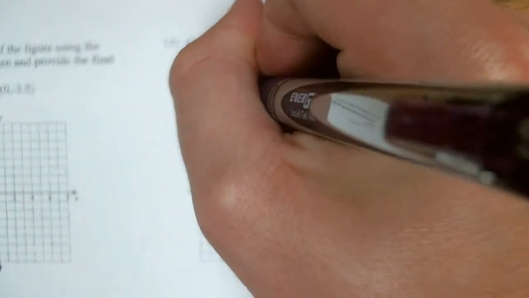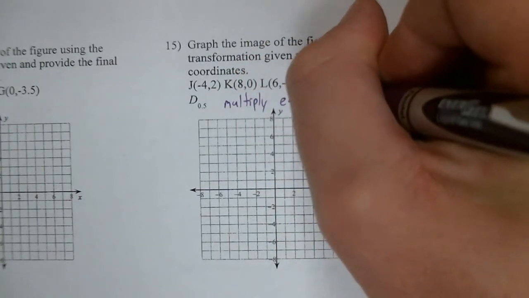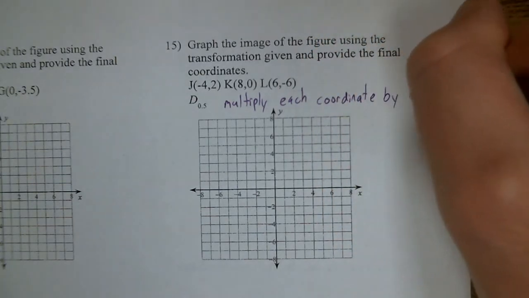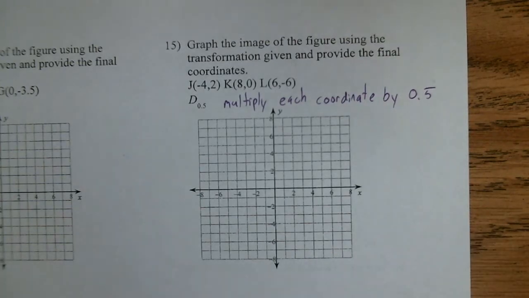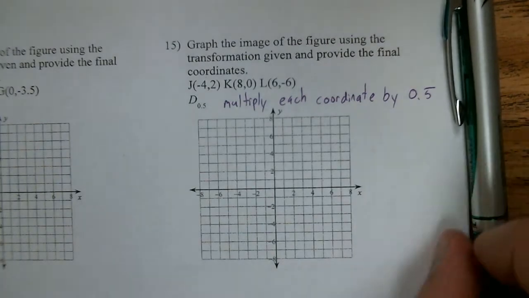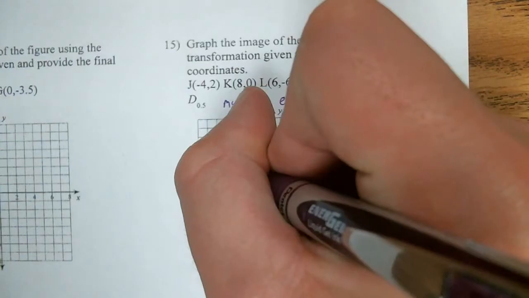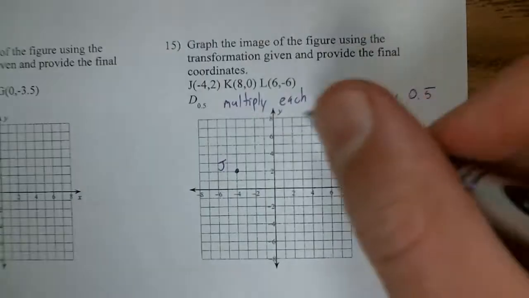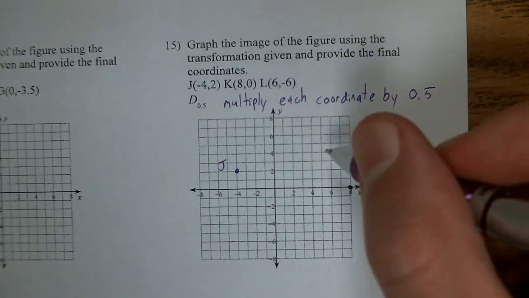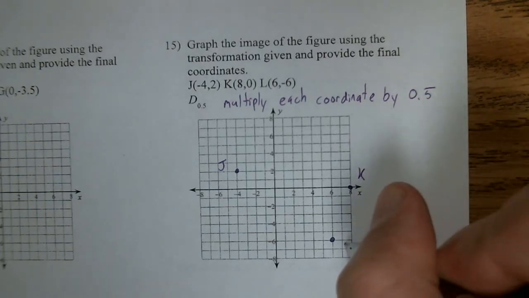So I'm going to say multiply each coordinate by 1/2 or 0.5. So, well, let's go ahead and plot the first 3 points first. All right, so left 4 up 2, that's going to be J. K is right 8, 0, and L is right 6, down 6. That's K and L.